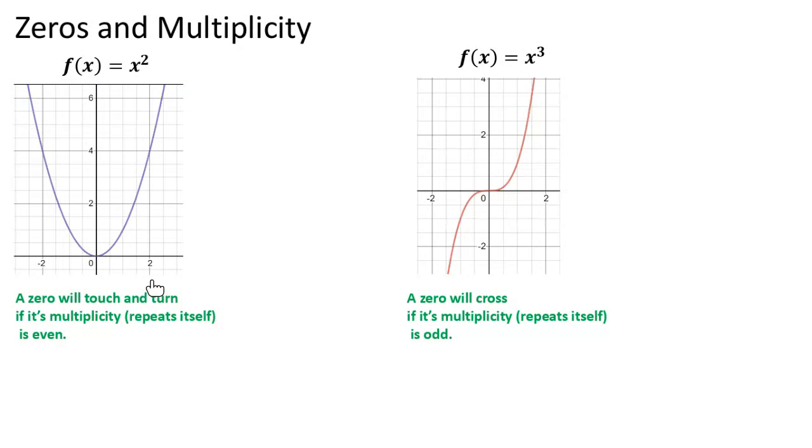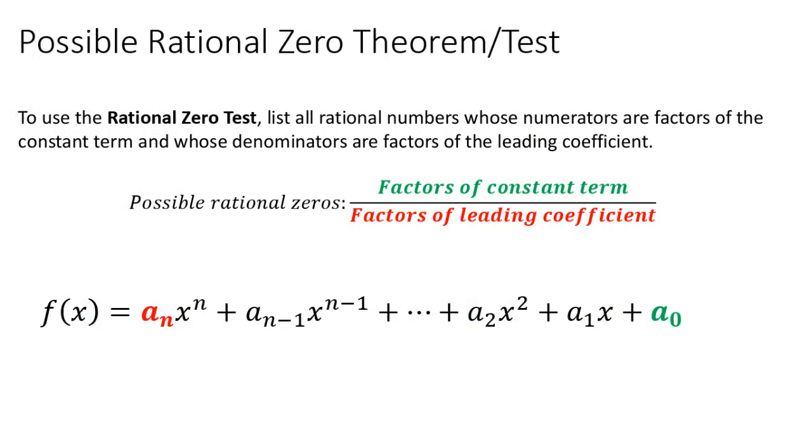For the multiplicity, a 0 will touch and turn if its multiplicity repeats itself an even number of times, and it's gonna cross whenever it has an odd multiplicity. In a little bit, you'll see an example with that. Then we had the rational zero test, which helps you to find the possible zeros. And to get those, you find the factors of the constant term and the factors of the leading coefficient.